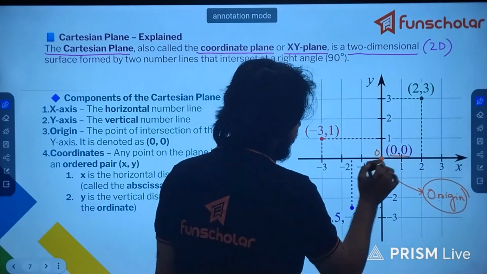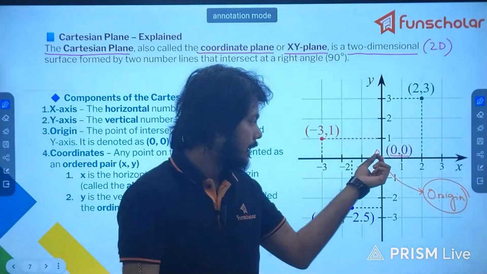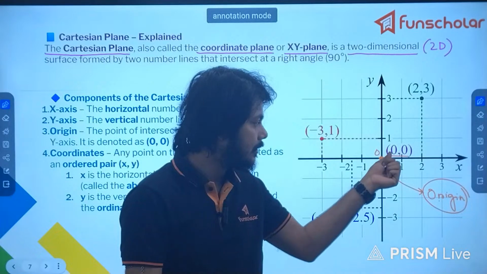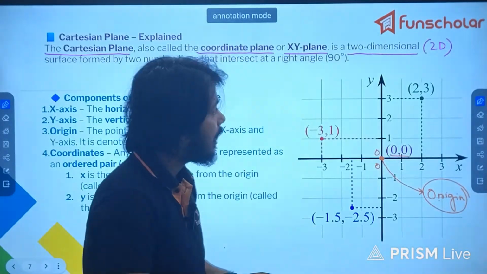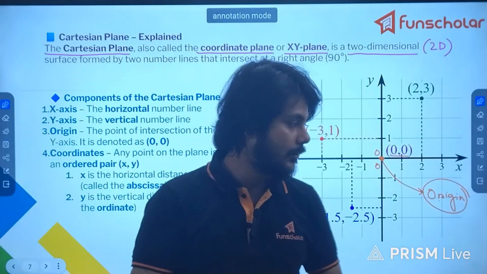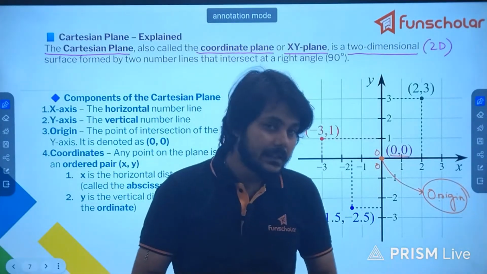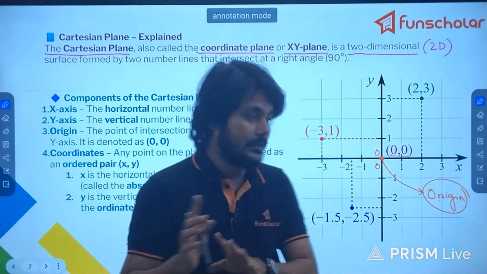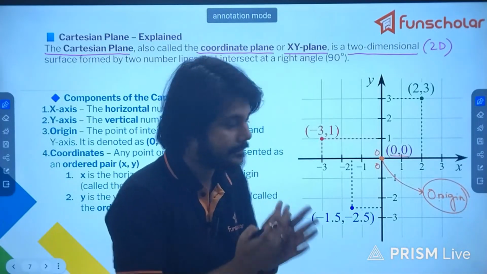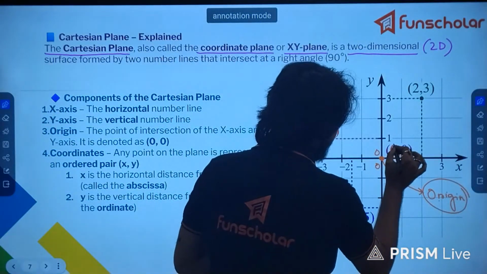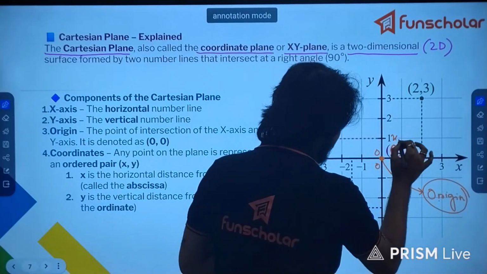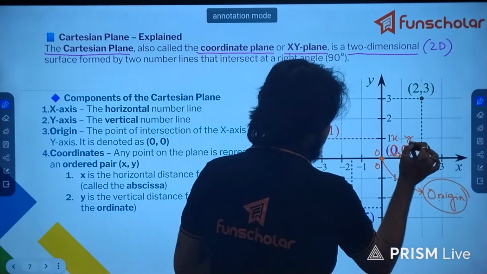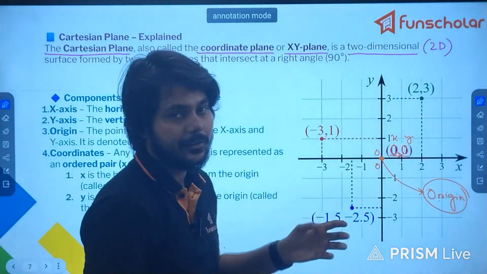So at this intersection point, the coordinate of this point will be 0, 0. Now, why have I told you that maintaining a proper sequence is mandatory when writing an ordered pair? Now I am giving that answer. In the first term is the value of x, and the second coordinate is expressed as the value of y.